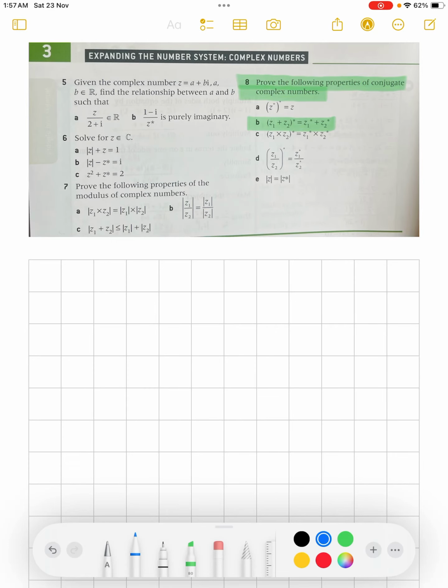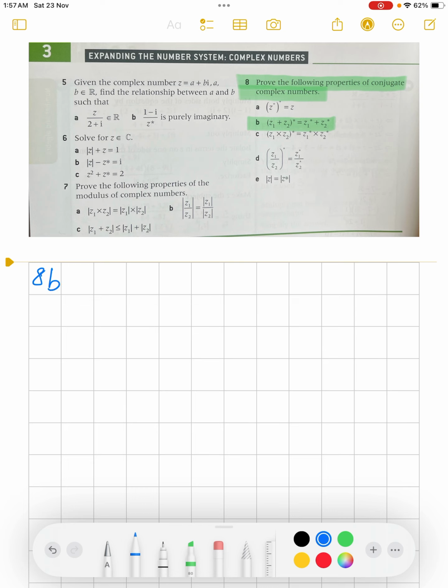Well, thank you for joining me on this exercise 3G. I'm going to be looking at question 8, part B.